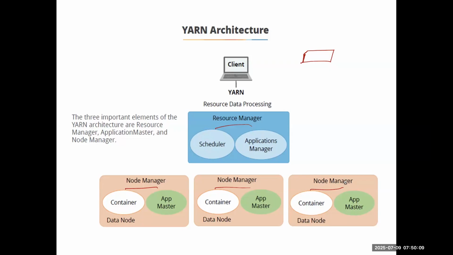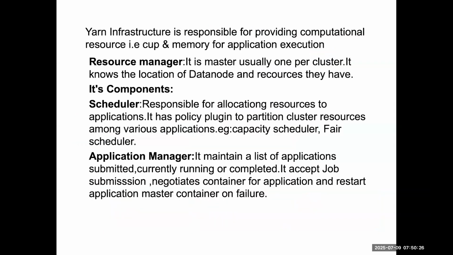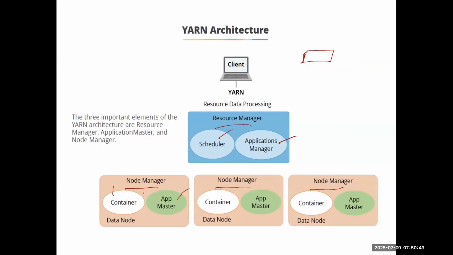Now, in YARN we have one more thing. The resource manager has two components, the scheduler and the application manager. The node manager has two components, the container and the application master. Okay, let's start looking at this. See, here it is mentioned: the resource manager is the master, usually one per cluster. It knows the location of the data nodes and the resources they have. I told you this, right? The master is just one, so the resource manager will be only one per cluster.